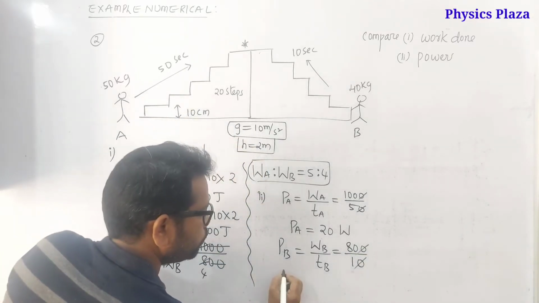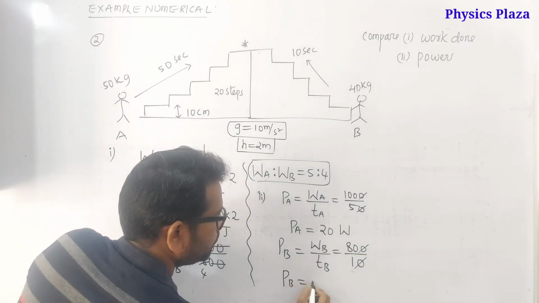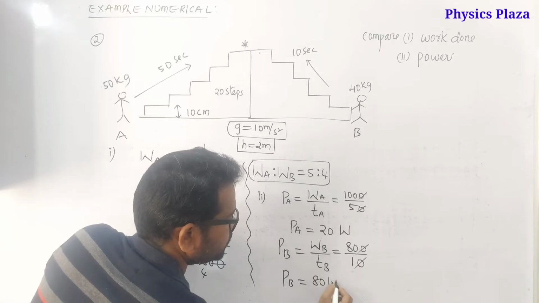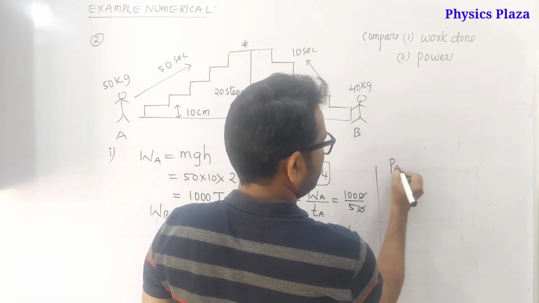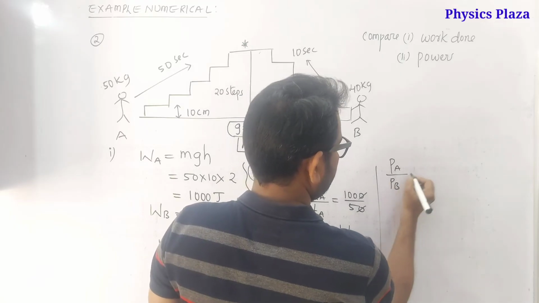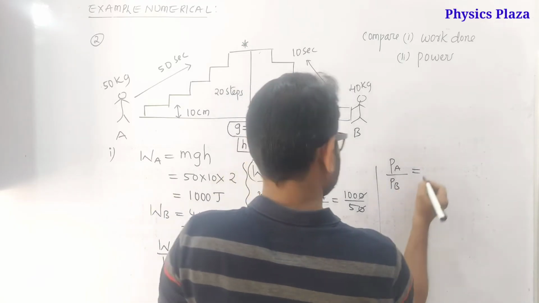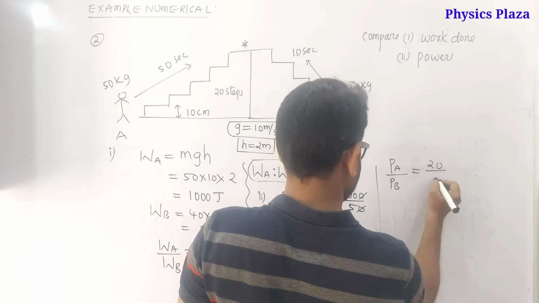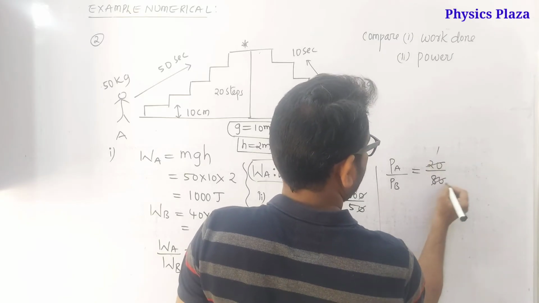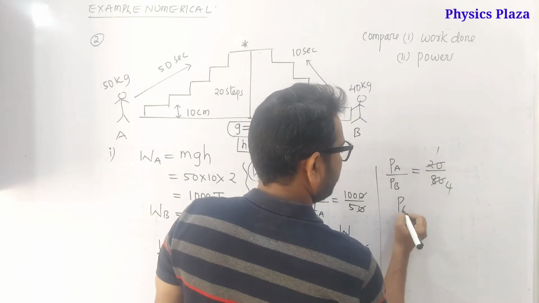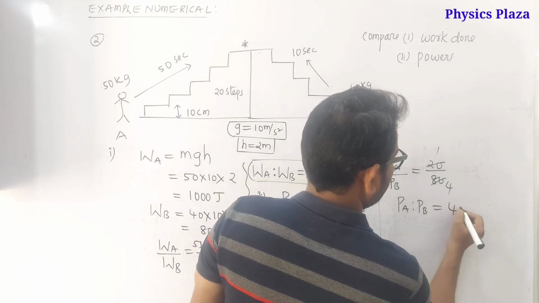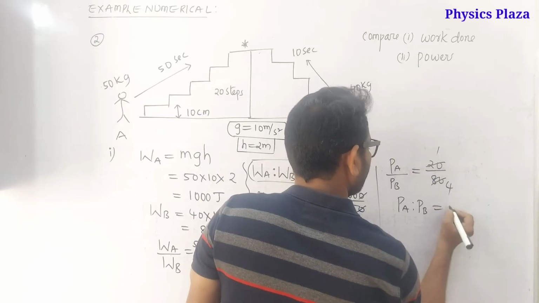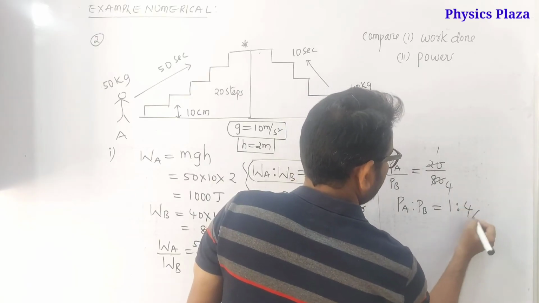So power of B is equal to what? It is 80 watt. They are asking us to find the ratio, right? So power of person A by power of person B is equal to 20 by 80, which is 1 by 4. So here, power of person A is to power of person B is equal to 1 is to 4.